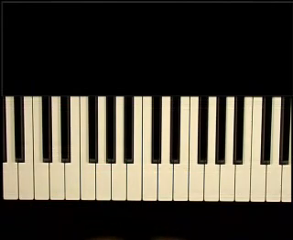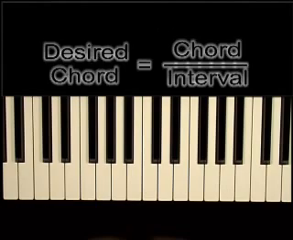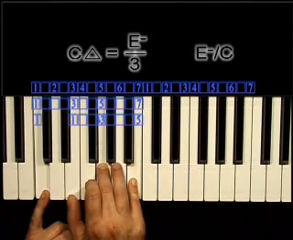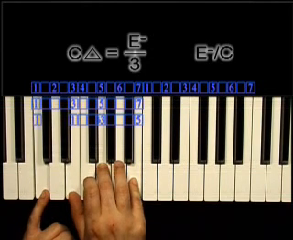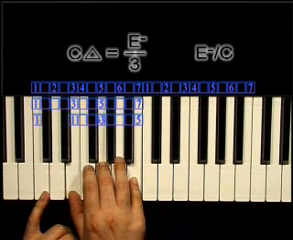Think of the polychord formula as X equals Y over Z. X is the desired chord, Y is the 3 or 4 note chord over the root at Z, Z being the interval. Let's look at this again. A minor over the root at the 3. The polychord for this would be major 7th equals minor over the 3rd. The way this appears as a slash chord formula is E minor slash C.